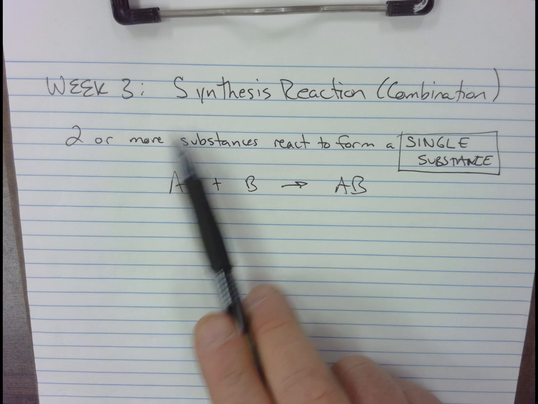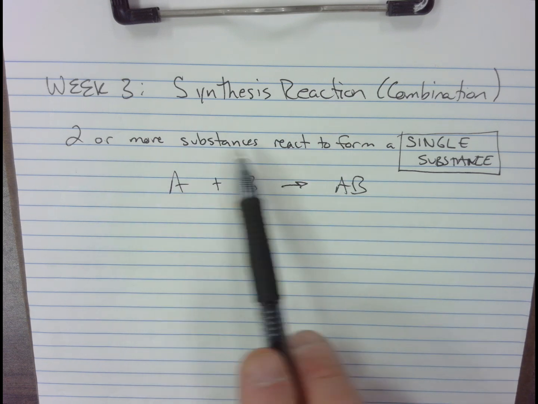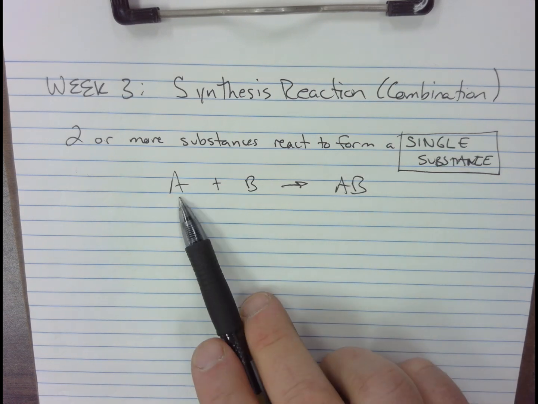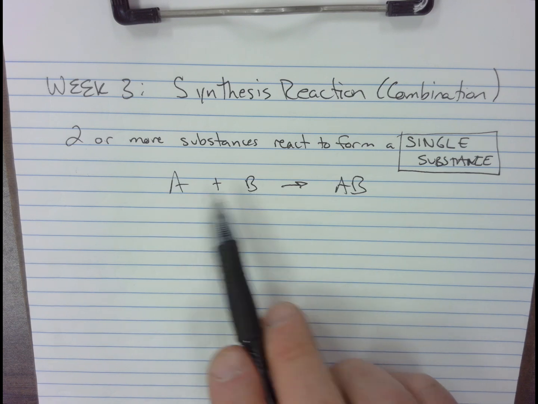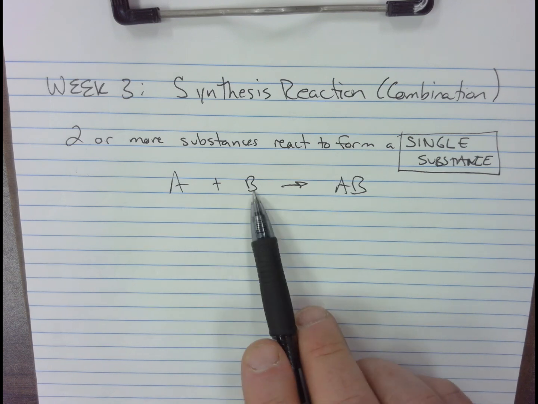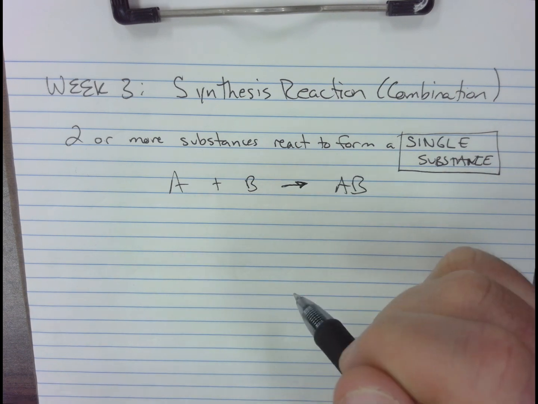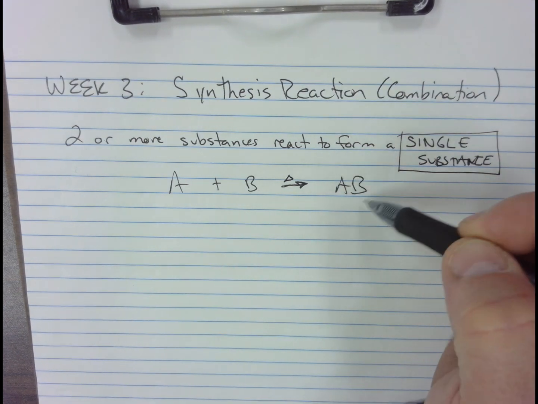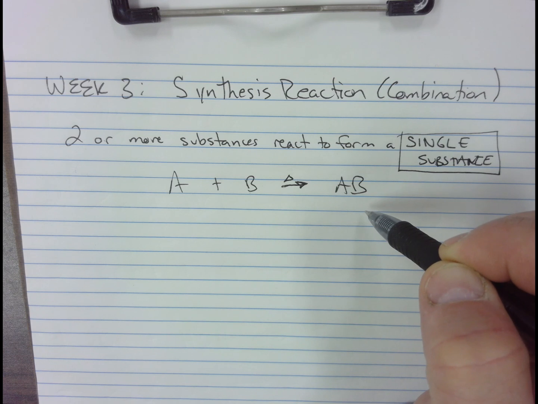By definition, a synthesis reaction is when two or more substances react and form a single substance. The generic form is when you have two or more substances. Here they are right here. These are the ingredients, otherwise known as the reactants. And they go through a reaction. Sometimes it requires a little bit of heat, and they will form one substance. We know that there is one substance on the product side because there is no plus sign over here.